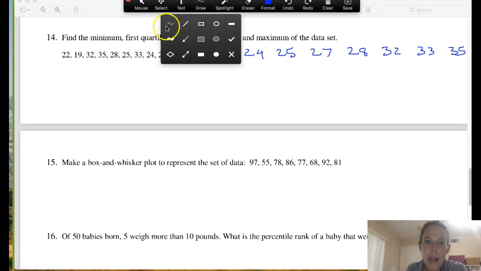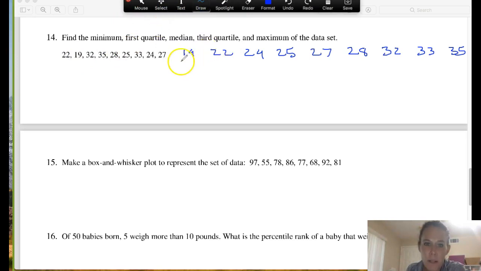Now that I've done that, I can find the minimum. Well, here it is. 19. So the min is 19. Now the first quartile, median, and third quartile. I'm going to chop this up. How many data points do I have? 1, 2, 3, 4, 5, 6, 7, 8, 9. 9 data points. Now the first thing you want to do is find the median, okay, the middle.